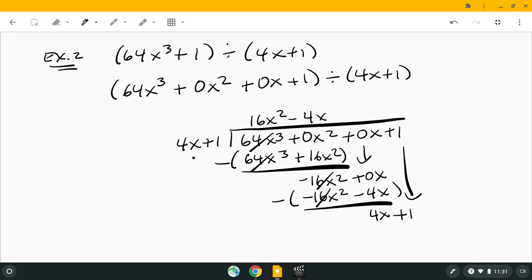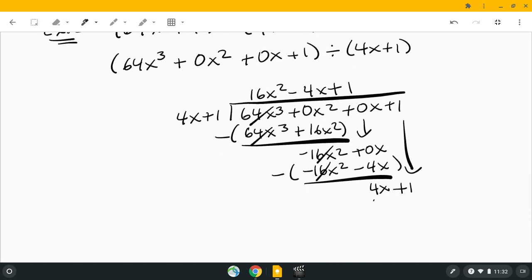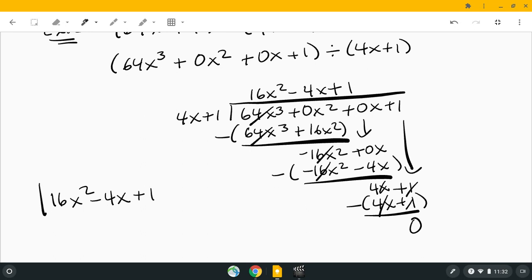And then 4x times what will give me 4x? That would be 1. So distribute this, 1 times 4x, 1 times 1. And we actually get 4x plus 1. And when we subtract, everything cancels. And we get 0 remainder again. Okay, so the answer here would be 16x squared minus 4x plus 1.